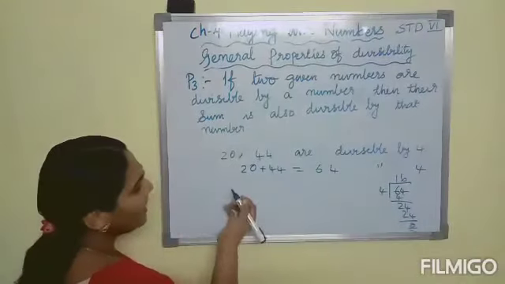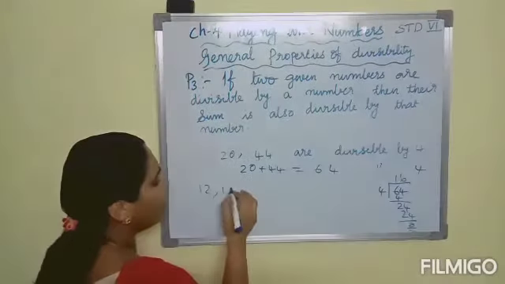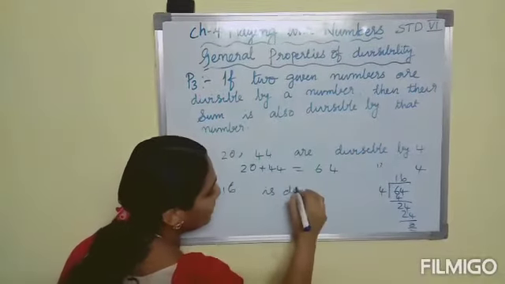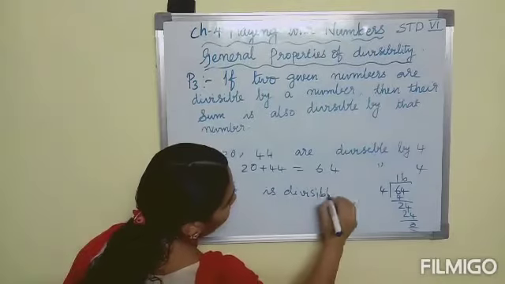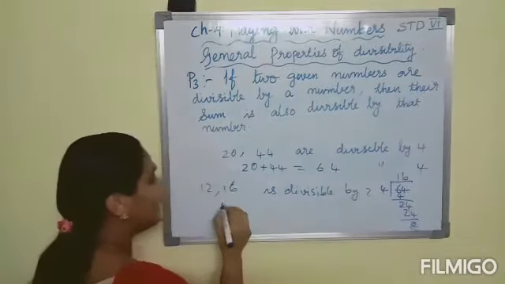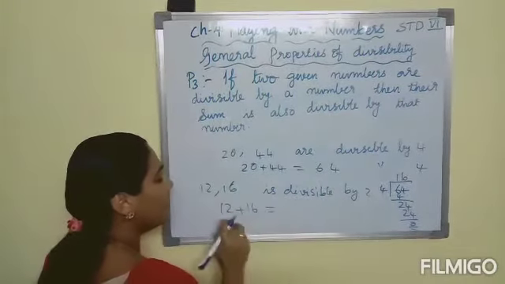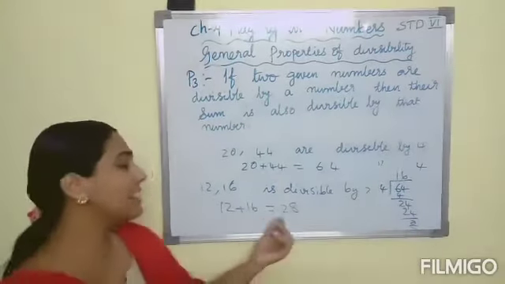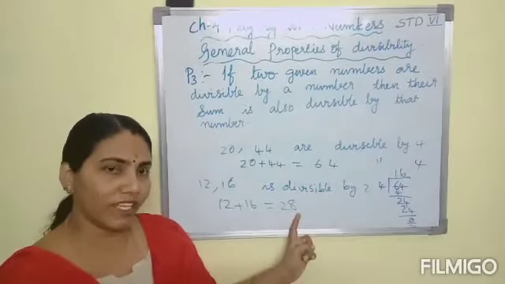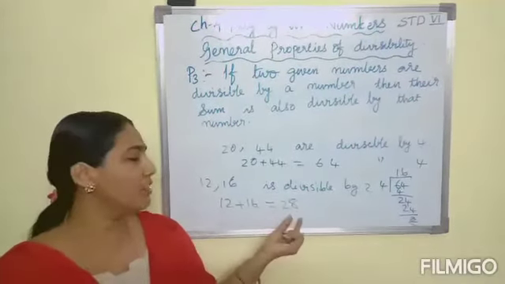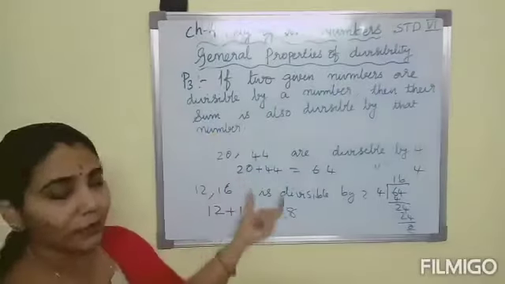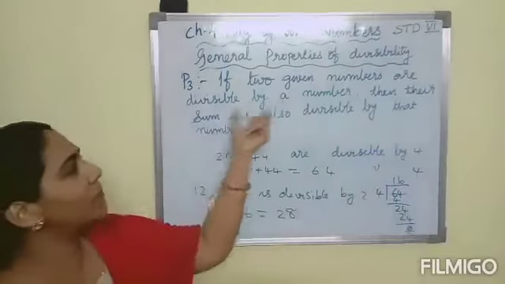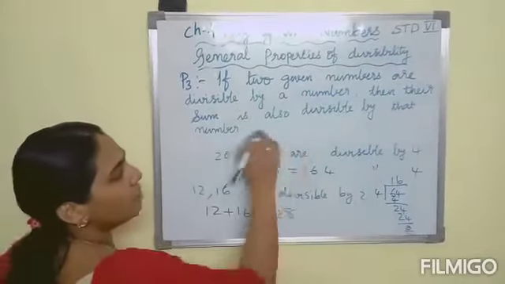One more example we are taking: 12 and 16. Both are divisible by 2. And we add 12 plus 16. What will you get? 6 plus 2 is 8, 1 plus 1 is 2, so 28. Is it divisible by 2? Yes, in the ones place only 8 is coming, and 8 is divisible by 2. So this 28 is also divisible by 2. Yes, the property is satisfied in both these examples. What is the property? If two given numbers are divisible by a number, then their sum is also divisible by that number.